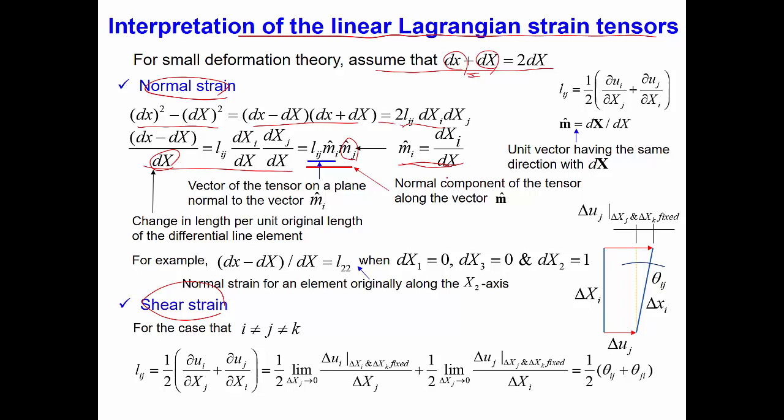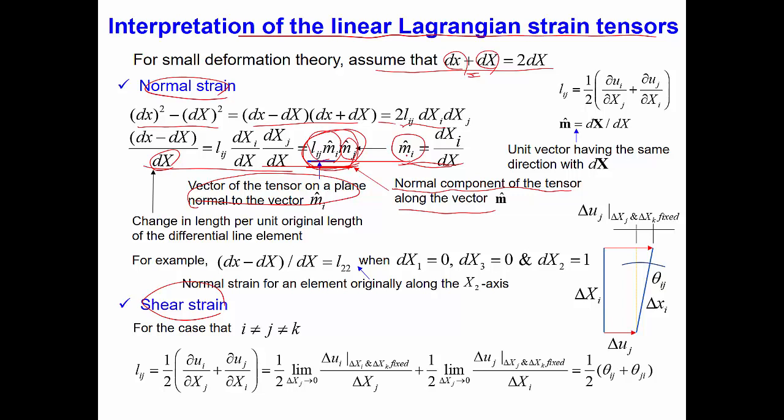The first inner product of the tensor and directional unit vector in this equation means the vector equivalent to the tensor on a plane normal to the vector m hat. The second inner product of the equivalent vector with unit vector m hat produces the normal component of the tensor along the directional vector m hat. So, the left-hand term of this equation means the normal component of the tensor quantity along the directional vector m hat.